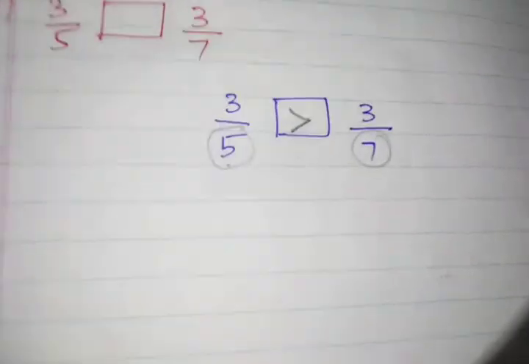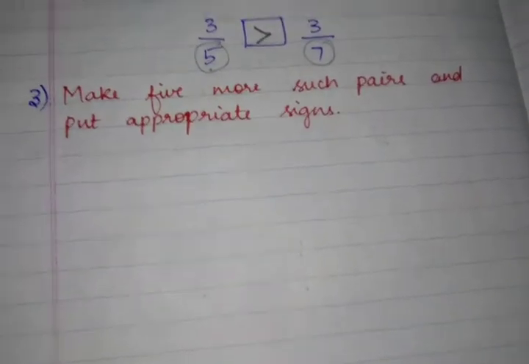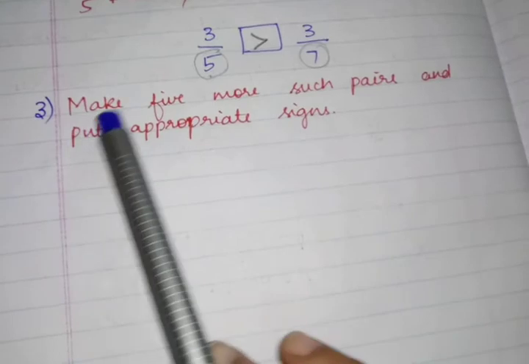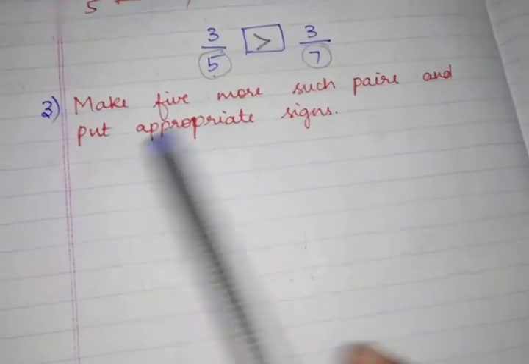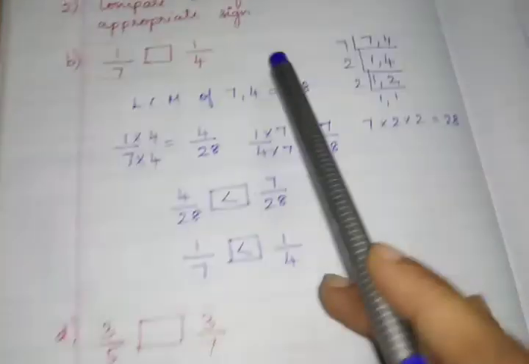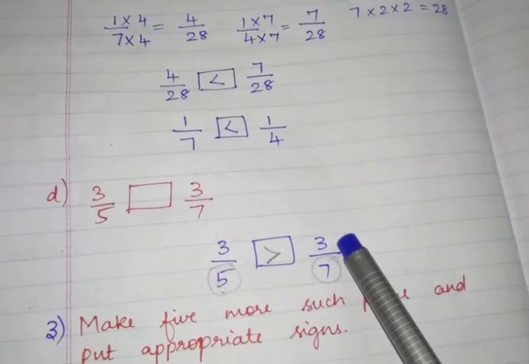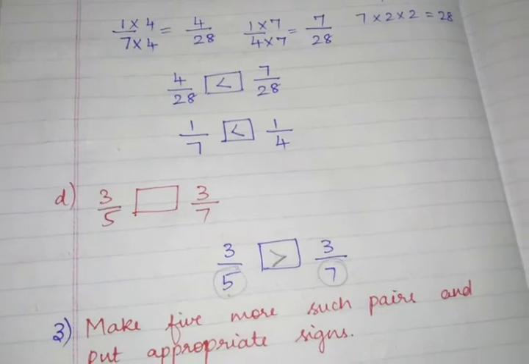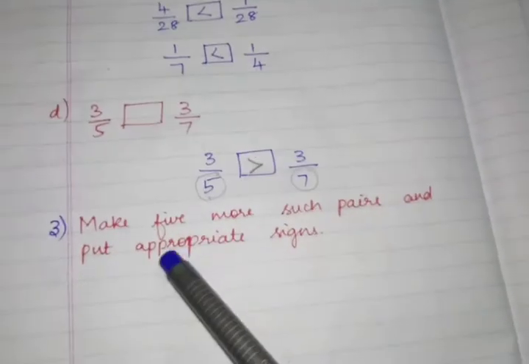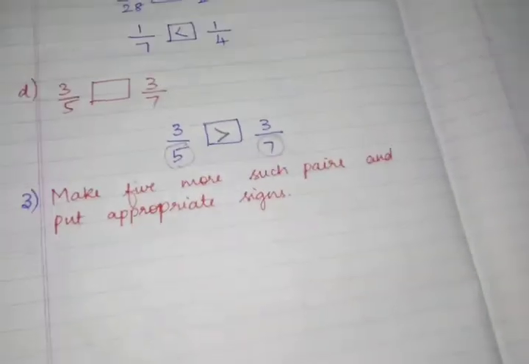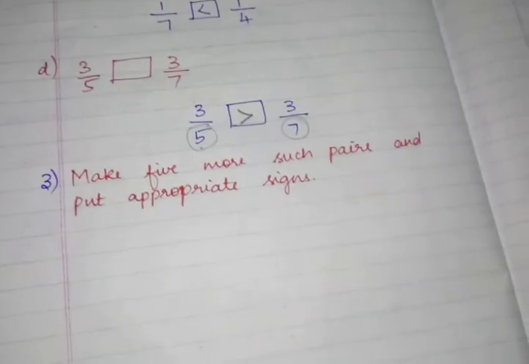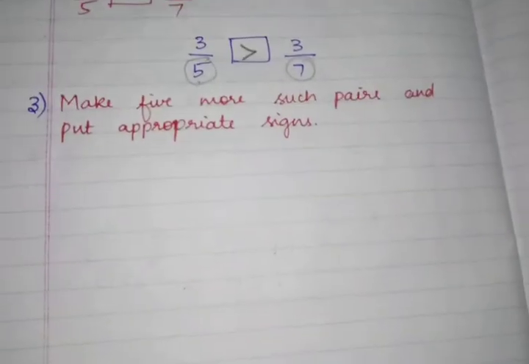Okay, next is your third problem. Make 5 more such pairs and put the appropriate sign. Pairs like this: same denominators and same numerators. Write 5 problems, make the problems yourself, and write the appropriate signs.